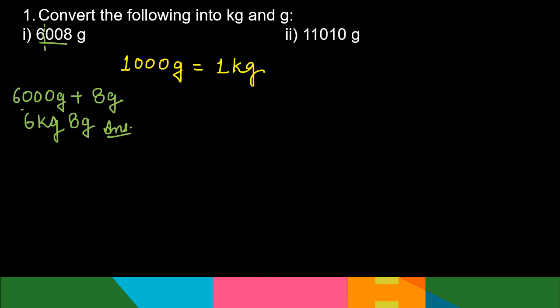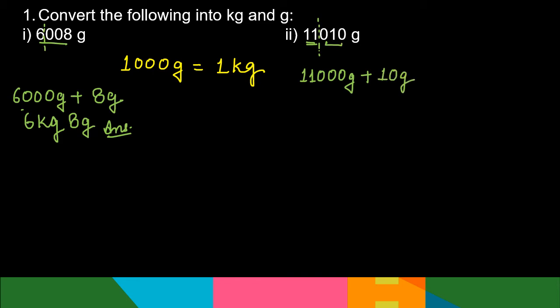Now the next number given to us is 11,010 gram. So again we know that 1000 gram makes 1 kilogram. So at 1000 place we have this 11,000 we are having here. So we will separate the number from 1000 place. So here we got 11,000 gram plus after that we have 010, that is 10. So 10 gram.